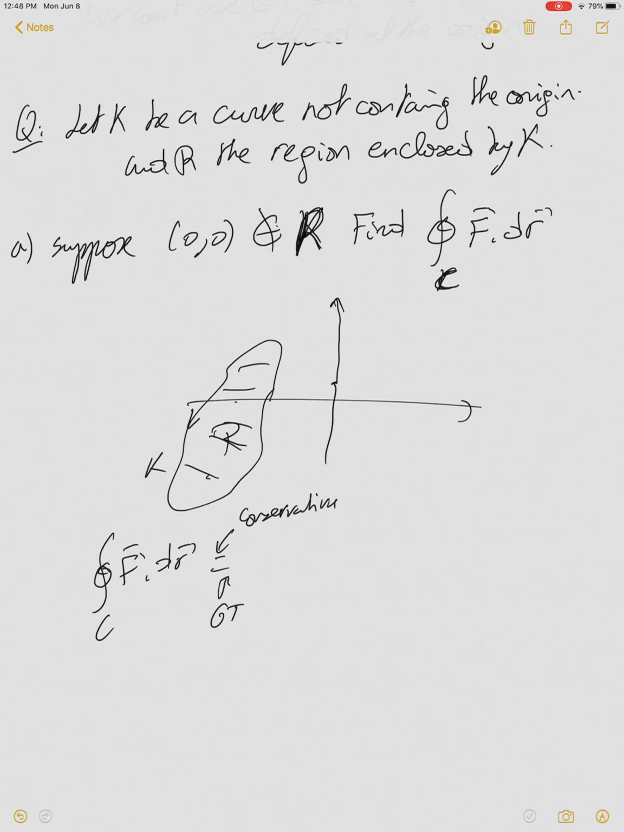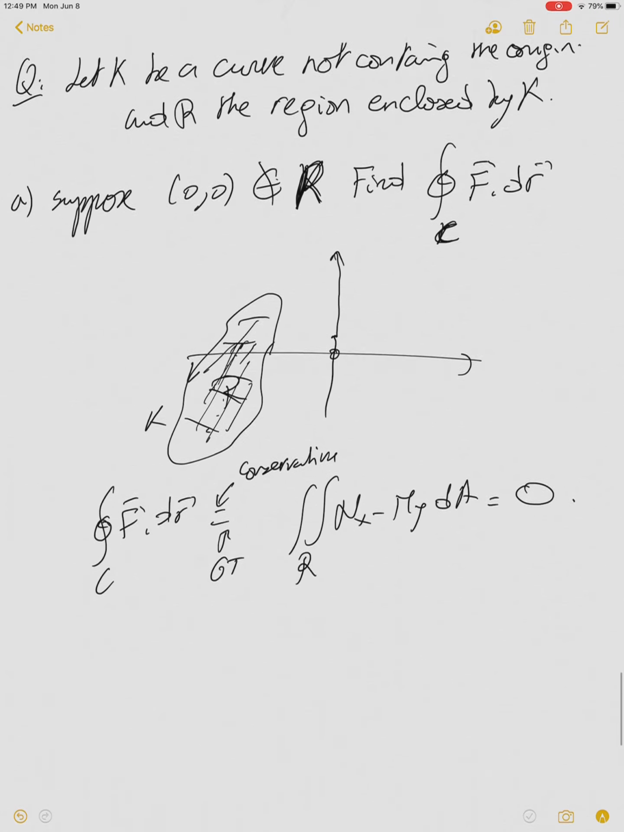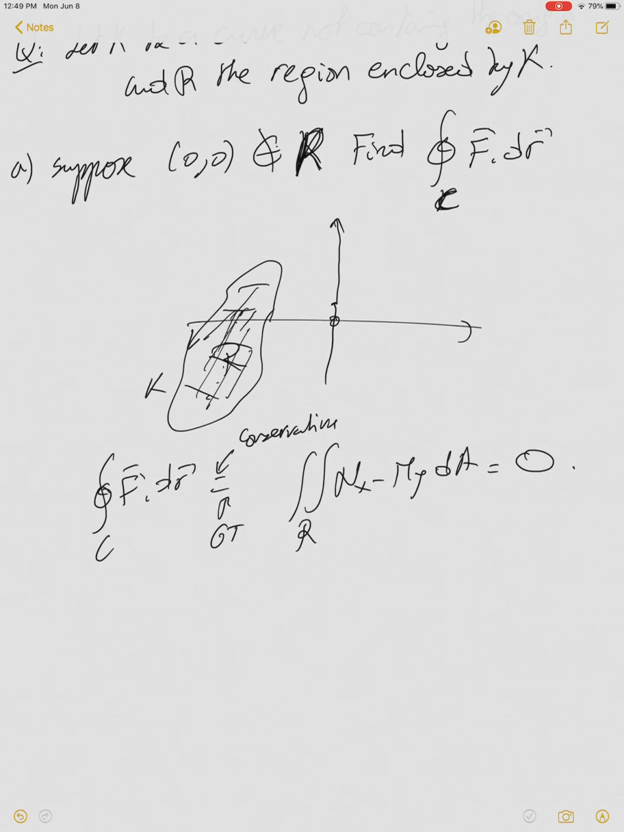Because here my domain is simply connected. My functions N and M and their derivatives are continuous in this whole domain that is simply connected. Or you can also use Green's theorem: you have Nx equal My, so this will be the double integral over R of Nx minus My dA. But I know that Nx equals My everywhere, except at the origin where it is not defined, so this will be equal to 0.